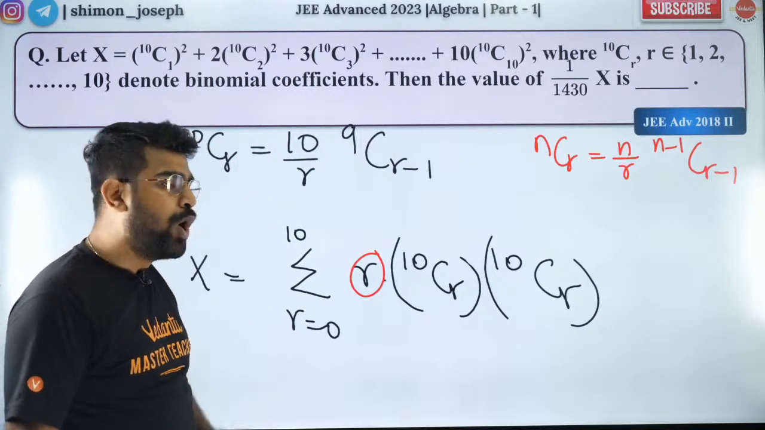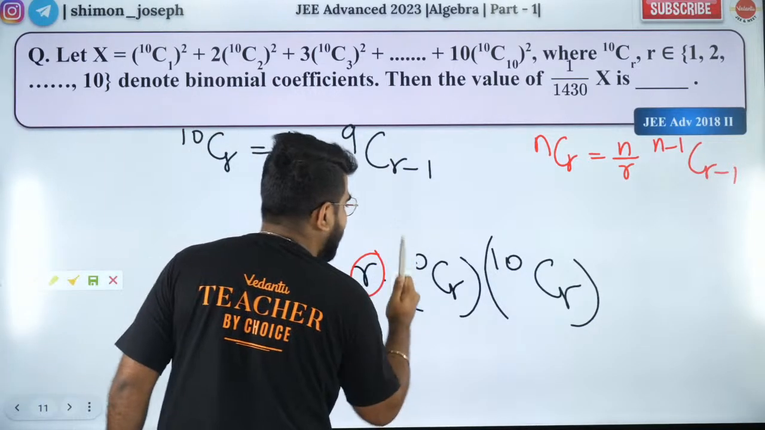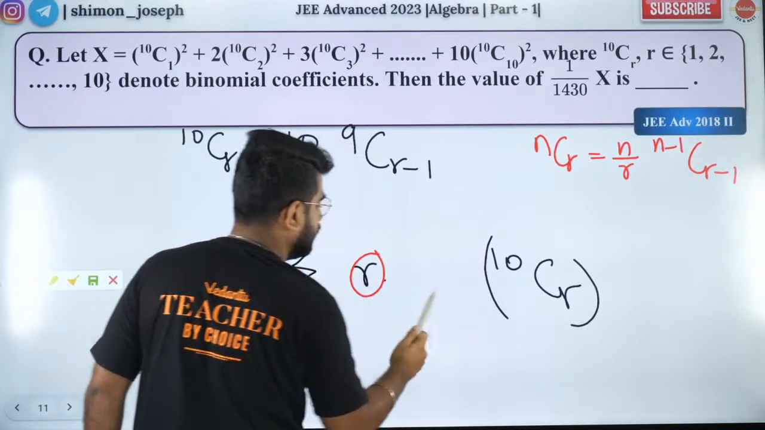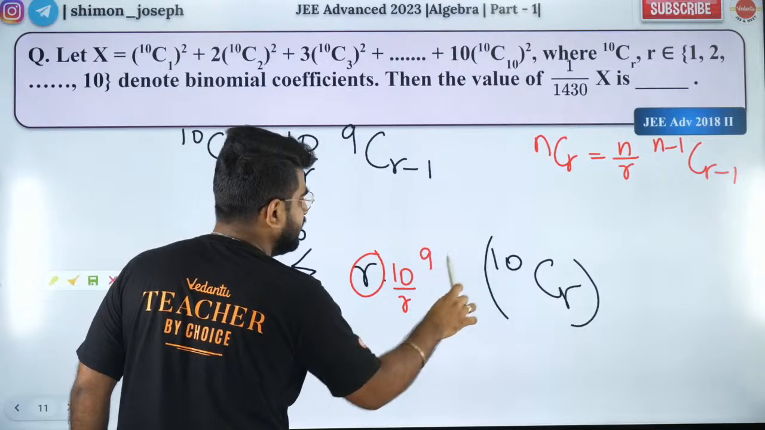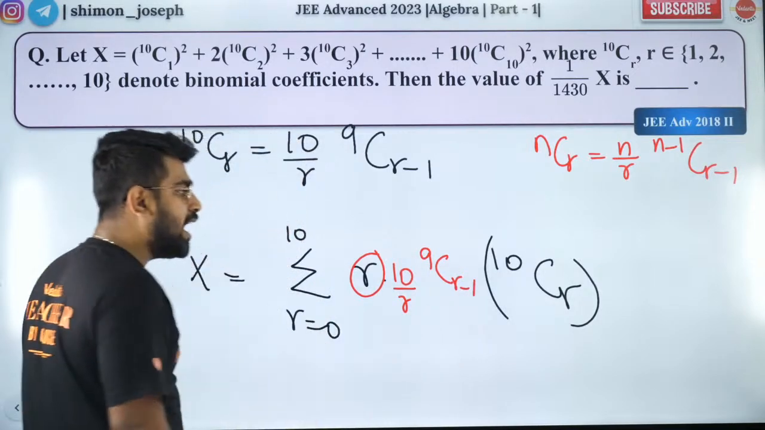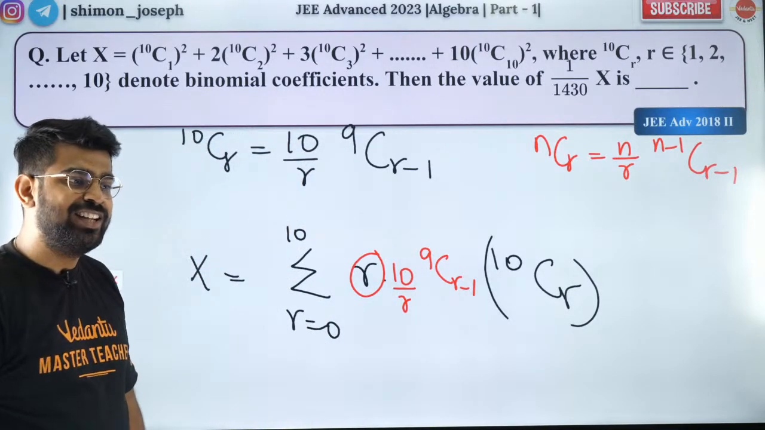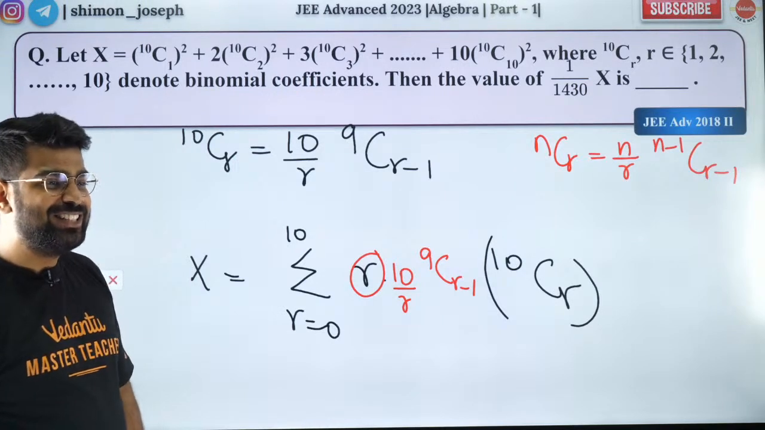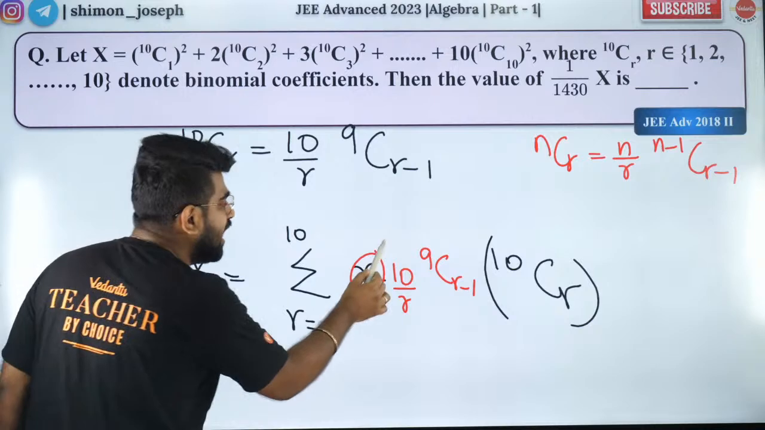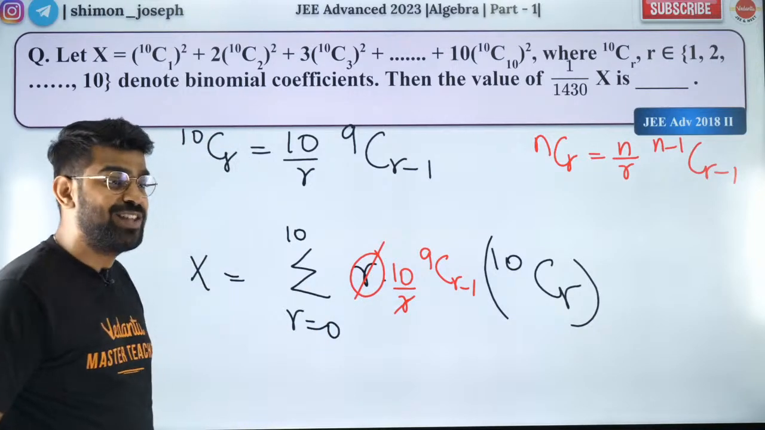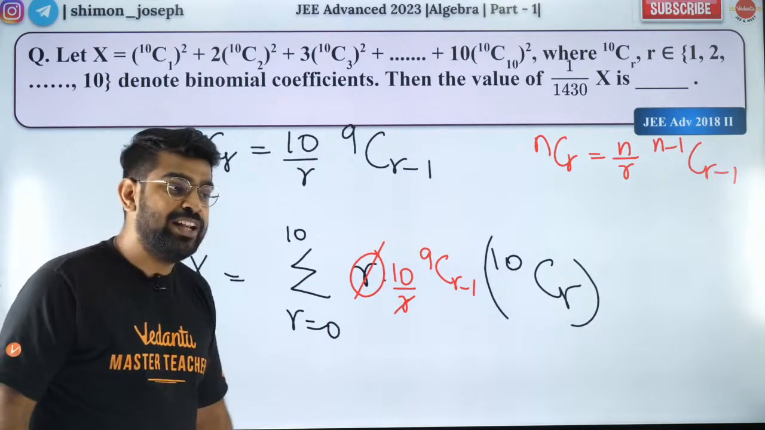Are you all clear? So 1 over 10CR, I will write it as 10 by R into 9CR minus 1. Correct? Everybody happy with this? Easy, fantastic. Super. Now you see R and R will get cancelled. That is the beauty.